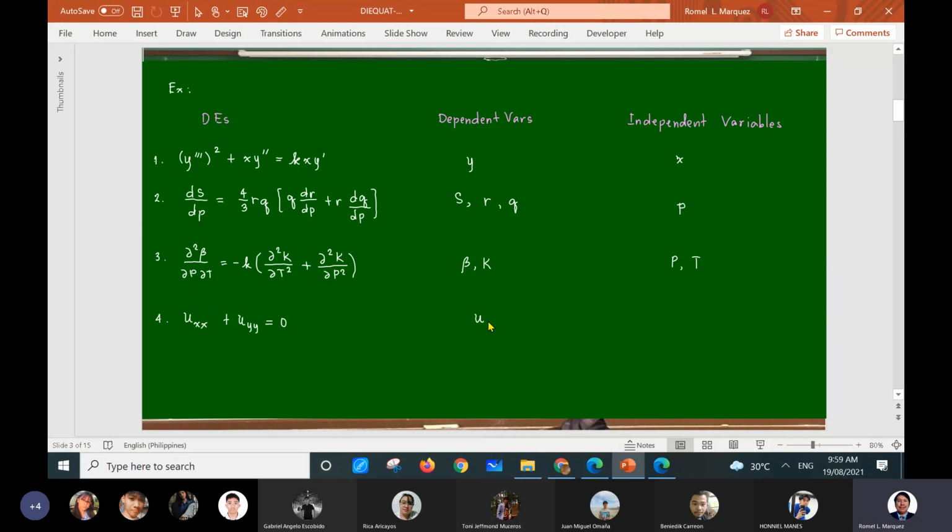And the independent is what? X and Y. There are two, no? The independent variables are X and Y. Okay? Let's have the last one.